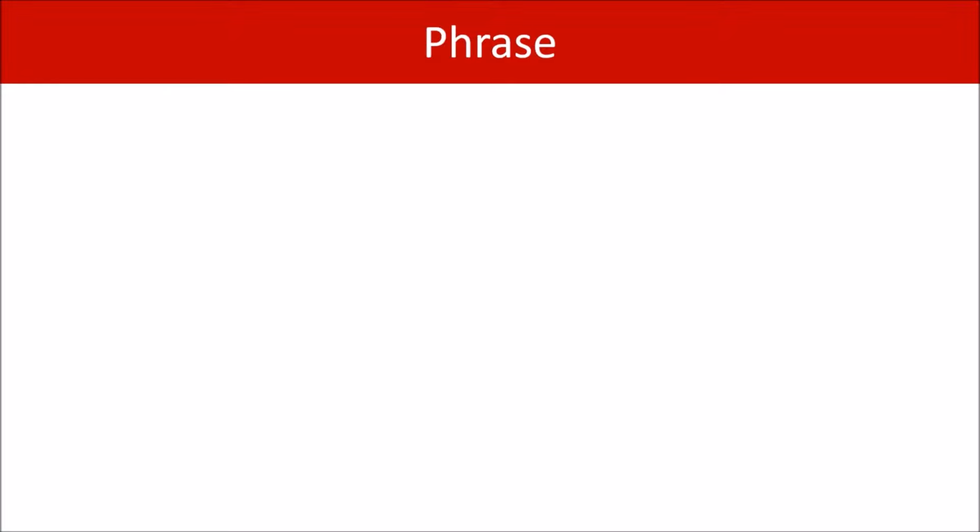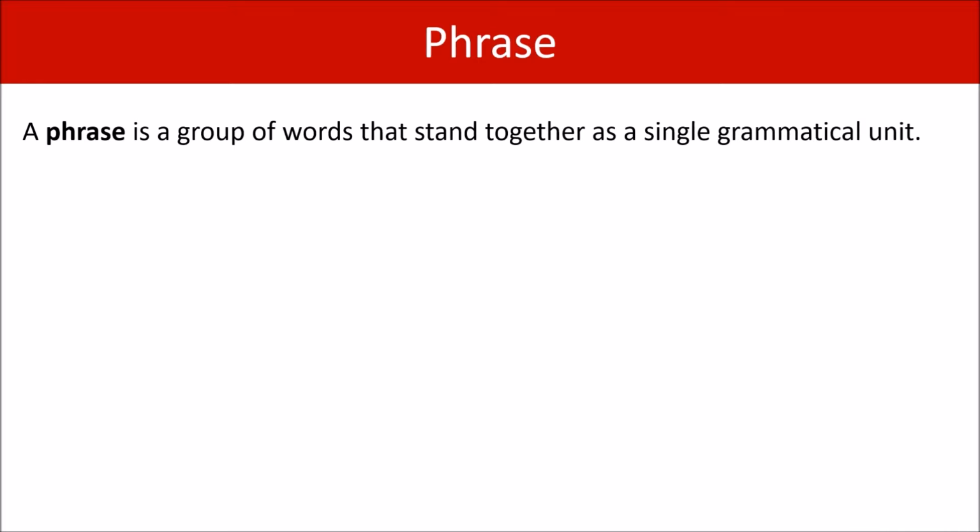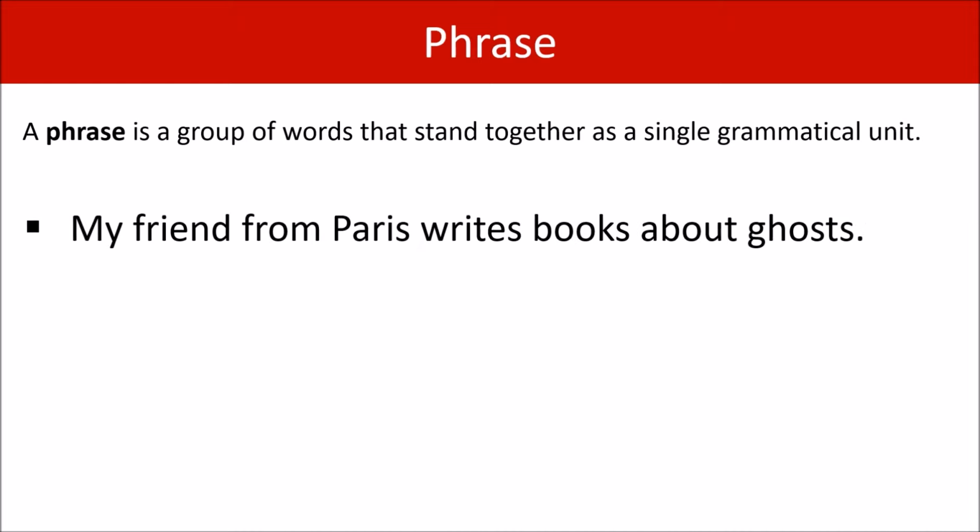In this video, we're going to look at the term phrase. Here is a definition for phrase. A phrase is a group of words that stand together as a single grammatical unit. Let's put up a sentence. My friend from Paris writes books about ghosts. So look at this. My friend from Paris. That's a group of words that stand together as a single grammatical unit.